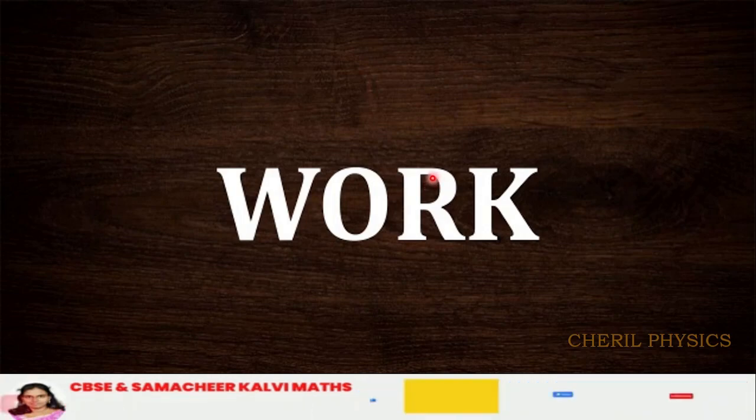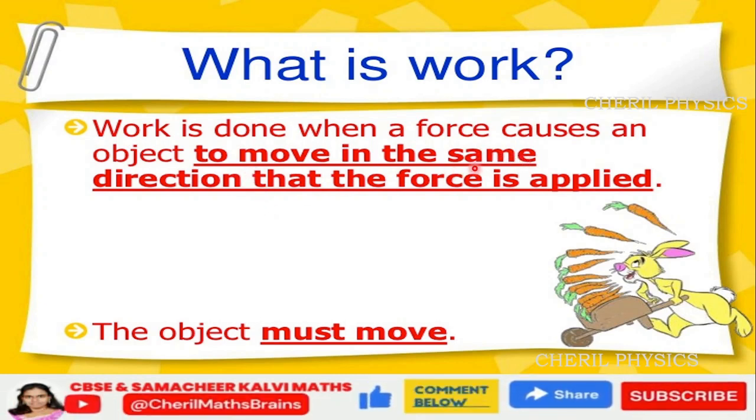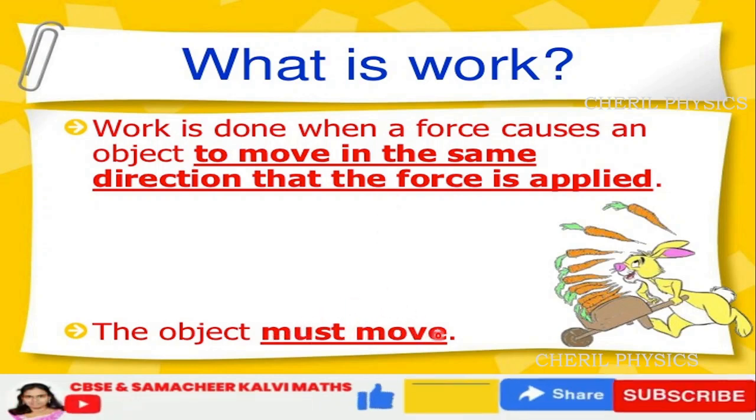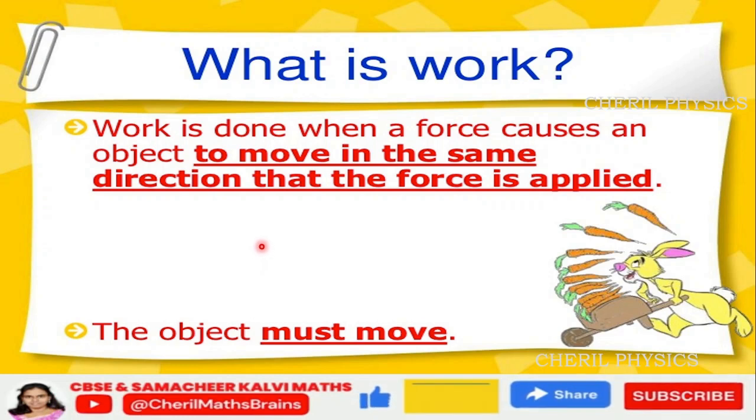So how do you define work? Work is done when a force causes an object to move in the same direction that the force is applied. That means there is a force which causes an object to move. Is it clear, children? The mandatory thing is that the object must move, and there should also be a force. So we need a force and the object should also move. Both of these should be present, only then we call it work.